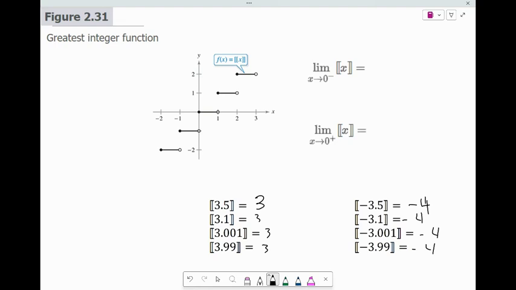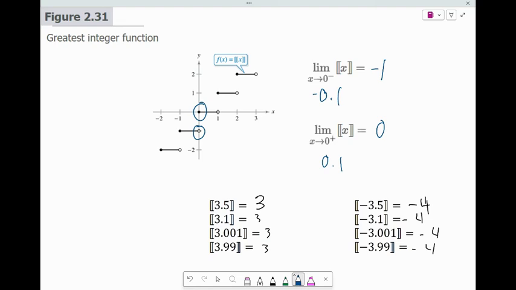So, with this picture, it's easy to answer these two limit questions. But if we didn't have the picture in front of us, we could think about something just to the left of 0, which would be something like negative 0.1. And that would have to drop you down to negative 1. But if you were just to the right of 0 at 0.1, you would be at 0, which we could see here and here from the picture. But if you didn't have the picture, you could use the greatest integer function.